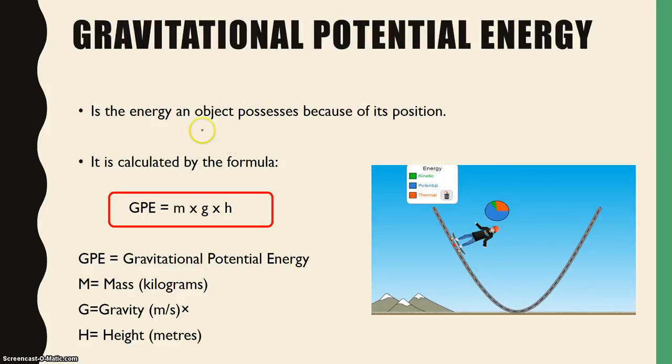Gravitational potential energy, as I already mentioned, is the energy an object has because of its position, and it's calculated by the formula: gravitational potential energy equals its mass in kilograms, just like it was for kinetic energy, times gravity, in meters per second squared, and on Earth we call that 10. Different planets are different. And then we have the height in meters.